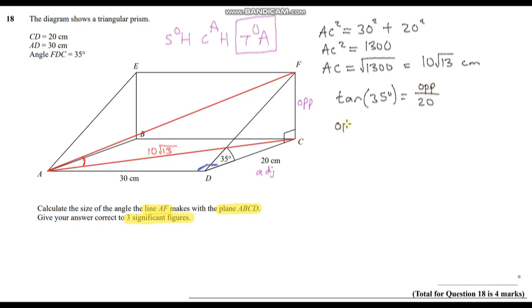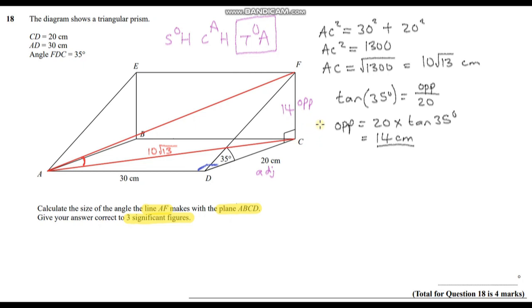So the opposite side length is going to equal 20 times the tan of 35 degrees. So let's work out what that is. 20 times tan of 35, and we get 14.00. So that's quite nice. I'm just going to round that to 14, and that is in centimeters. So our opposite side length we can now write in is 14 centimeters.